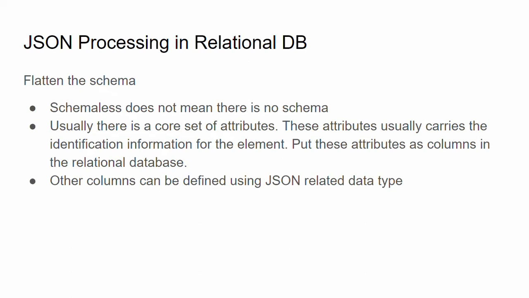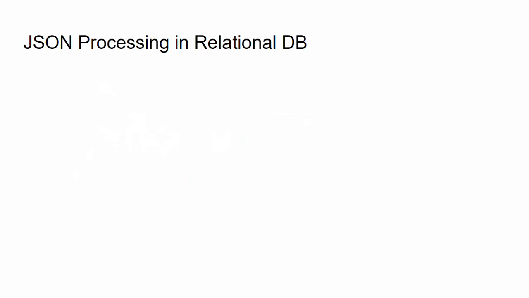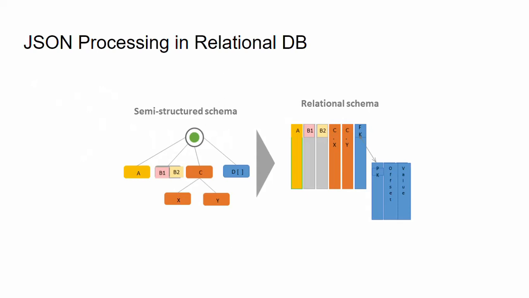For the core set of attributes, when you convert the JSON document to a relational database, you can put them directly as columns. And other columns can be defined using a JSON-related data type. For example, we have a semi-structured schema which has key value pair A, key value pair B1 and B2. You may also have another key value pair C where the value itself is a set of key value pairs, X and Y. And then you have an undetermined array of flexible length, D.